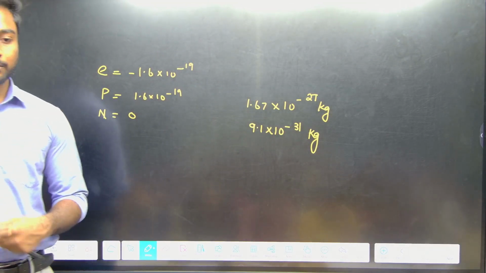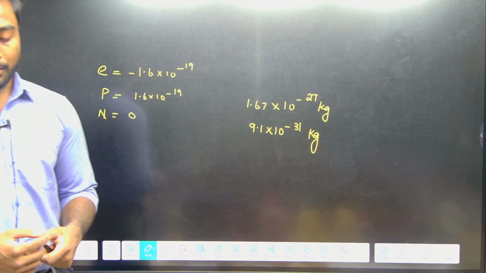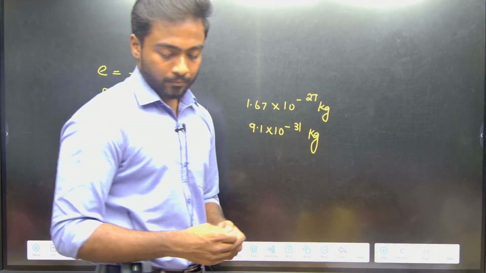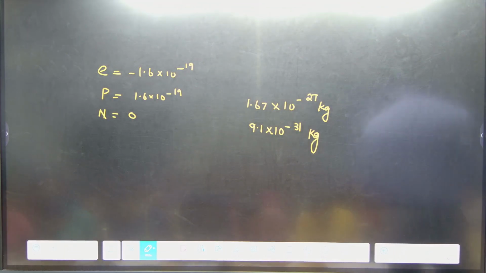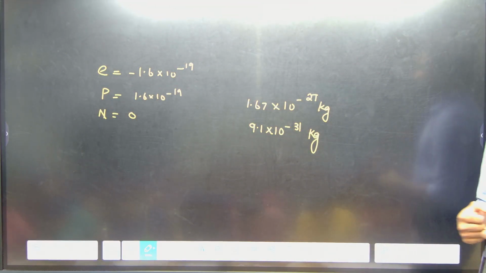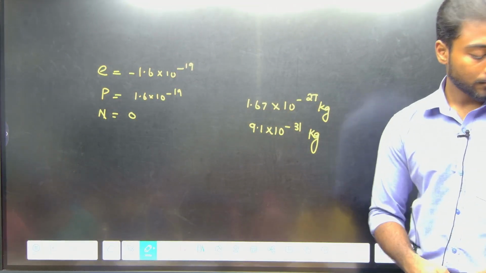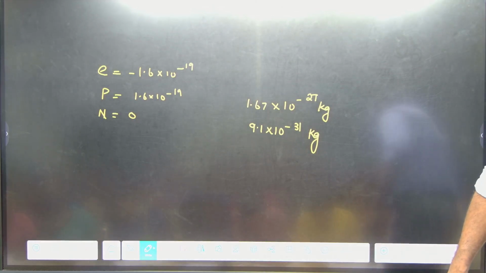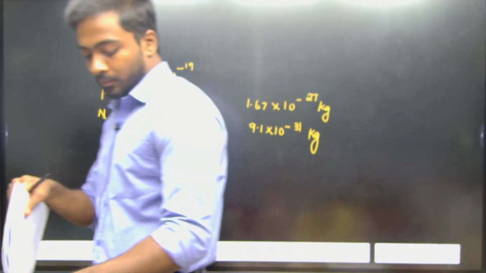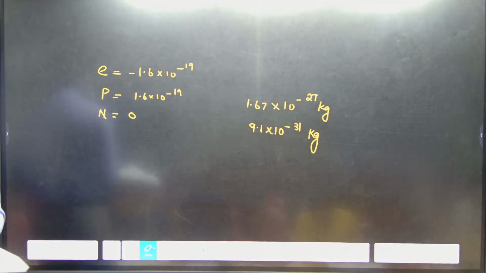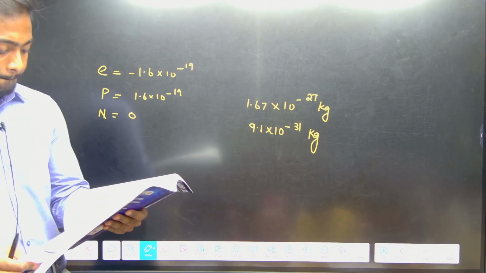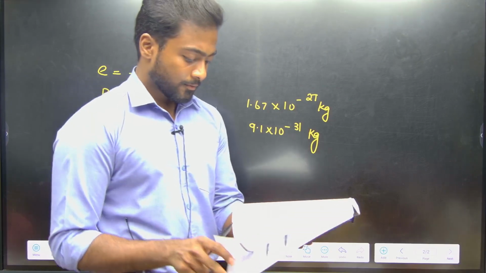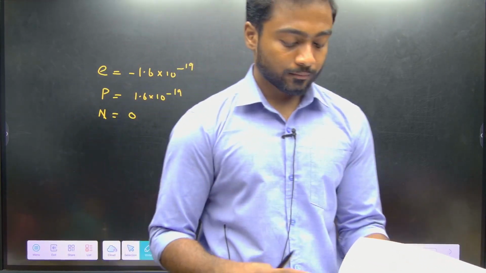Write down the next one. Atom consists of two parts. Write down the first one. It is nucleus. First one is nucleus.